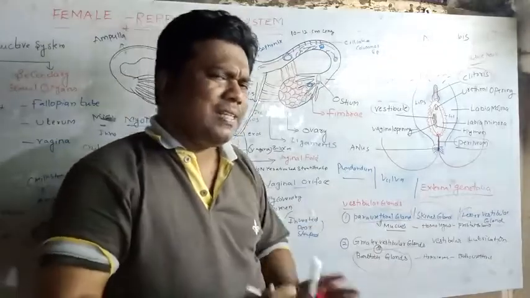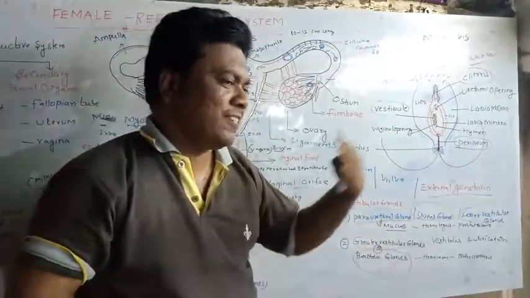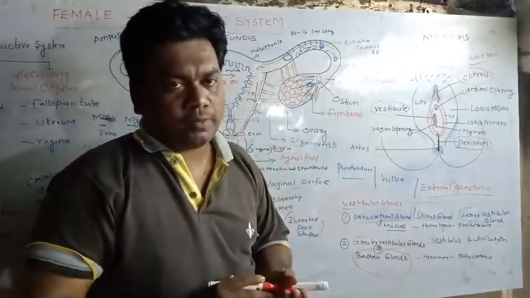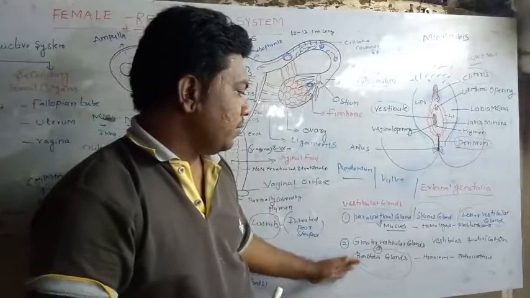It means simply that the vestibular gland is responsible for the production of mucus. That mucus facilitates easy copulation. Right? So this is the vestibular gland.